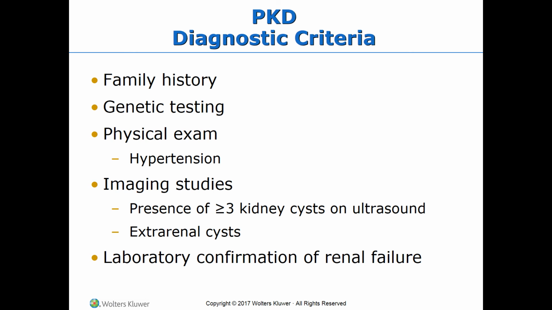Diagnosis is through family history, having genetic tests for detecting these defective genes, which are PKHD1 and PKHD2, and having physical exams, like the person might have hypertension, and also the presence of greater than 3 kidney cysts on the ultrasound, and having extrarenal cysts. And the laboratory confirmation is having low glomerular filtration, which will confirm renal failure.